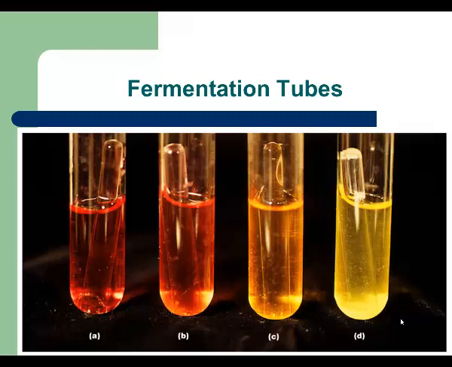And the last question is whether gas was produced. If gas was produced as a result of fermentation, you have to check the Durham tube. If gas is produced, you see a gas bubble in the Durham tube. If you don't see a gas bubble in the Durham tube, it means gas wasn't produced.